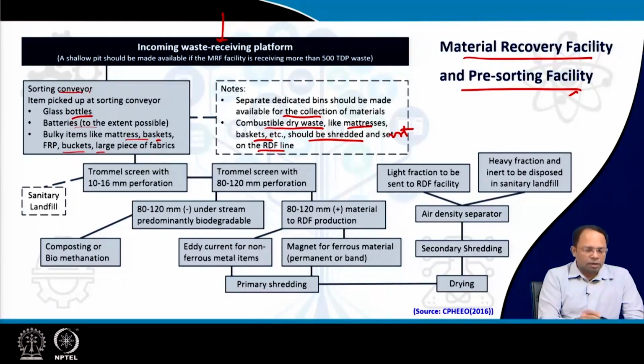RDF line. Okay. So the next, once the basic sorting is done, now we can go for mechanical sorting, where a trommel screen is utilized, where we use a small perforation of 10 to 16 millimeter, which will remove the inert material. Maybe some sand, stone, pebbles, all these things are removed and they can be directly sent to the landfill site. Then whatever remains in the trommel screen is taken to a second trommel screen, which is 80 to 120 millimeter perforation. Now the ones which are understream, that is which comes out, which is lesser than 80 to 120 millimeter, this goes for composting or biomethanation.